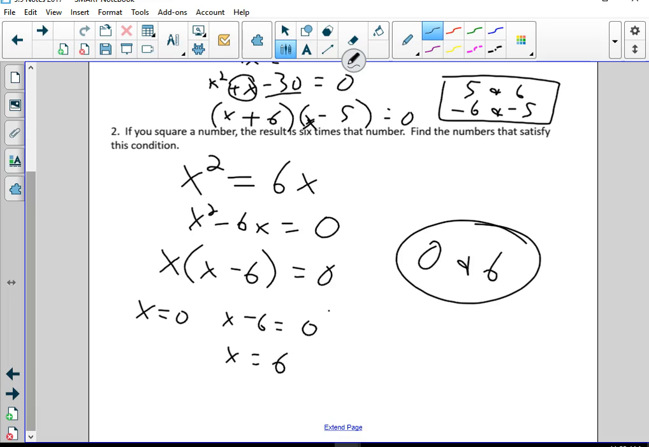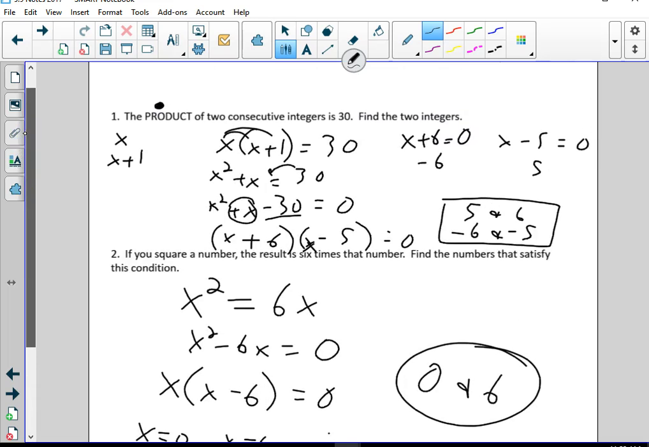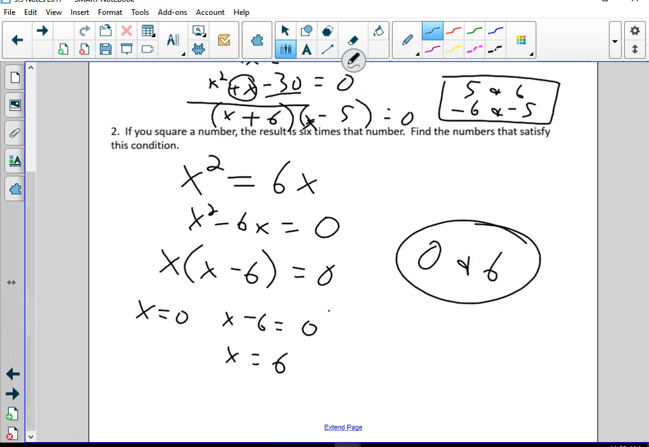You might be thinking, well, how's 0 an answer? Well, what's 0 squared? 0. What's 6 times 0? So does 0 work plugging it in? Yeah. What's 6 squared? 36. What's 6 times 6? 36. So it works. So both answers are correct. So if you have something like this, you can factor into two binomials. If you have something as simple as this, just pull out the GCF and set them both equal to 0.